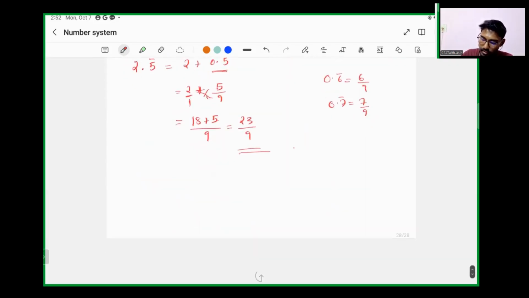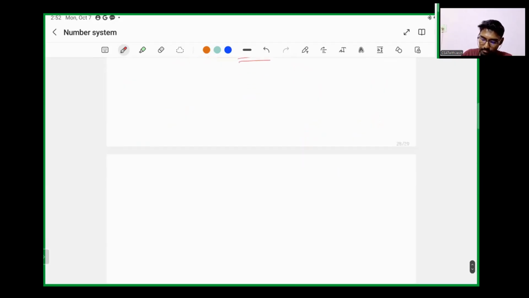Okay. Now I'll give you another example. 1.43 bar. Right. 1.43 bar. It means 1.434343 like that.